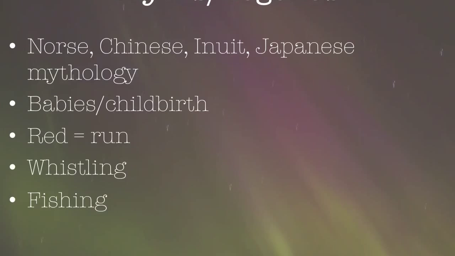So some myths and legends came up over the years through the Norse, the Chinese, the Inuit, and Japanese tribes and their mythology. A lot of them pointed towards babies and childbirth. They believed that any baby that was conceived under the lights would be lucky and that childbirth would be free of pain. And almost all of them agreed that red was not good and that you should run away from red lights. They also all agreed that whistling was bad, that you should never whistle towards the lights, otherwise they would come and take you away.